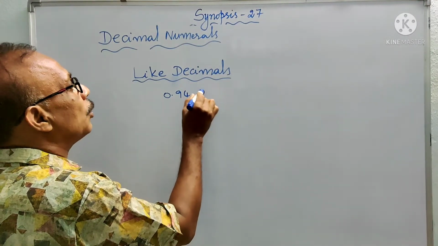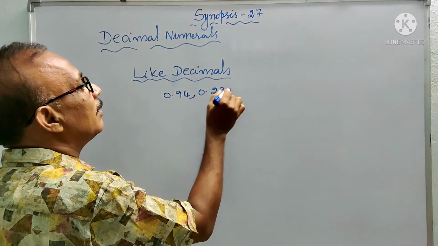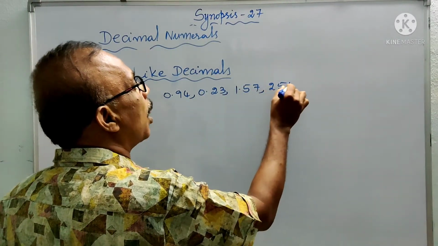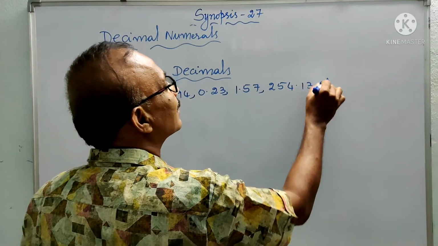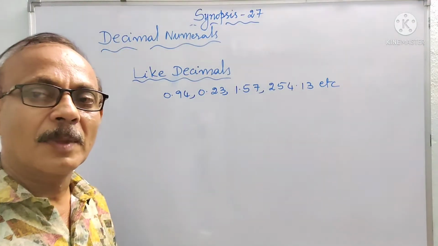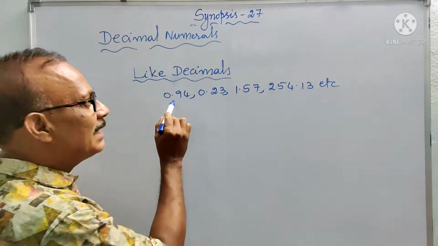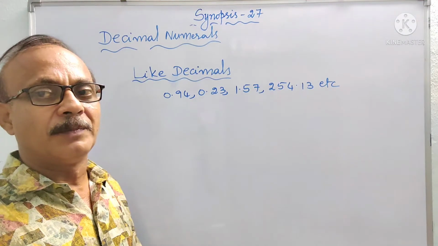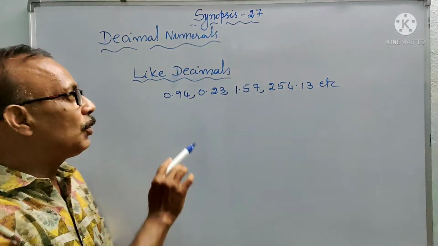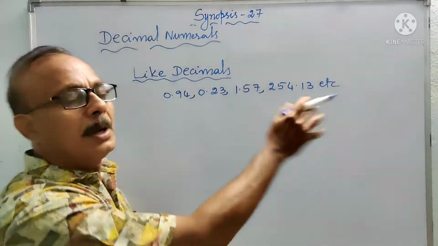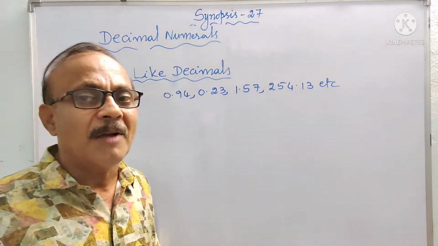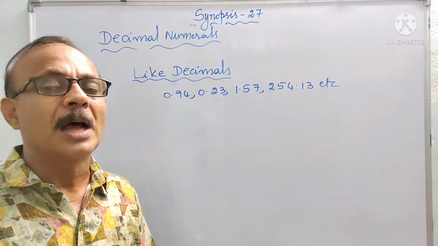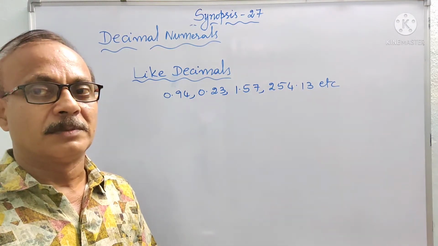0.94, 0.23, 1.57, 254.13, etc. If you notice, all these decimals have the same number of digits after the decimal point. In the first one you have 2, second one you have 2, and all the decimals have the same number of digits after the decimal point. So such type of decimals are called like decimals.